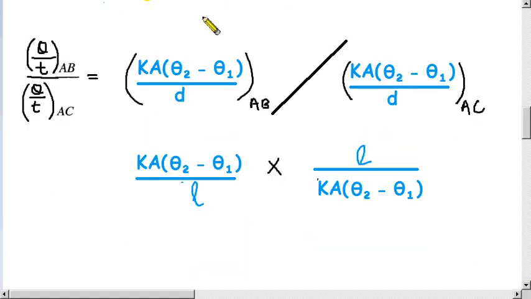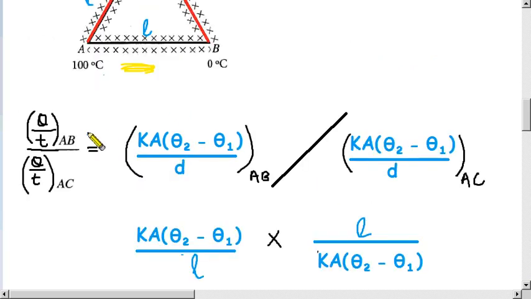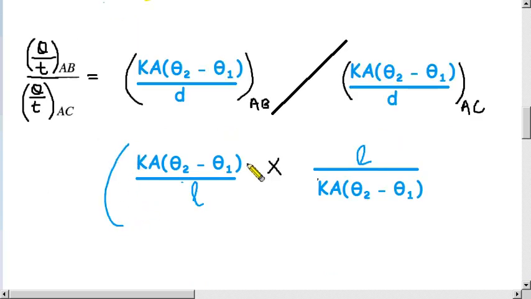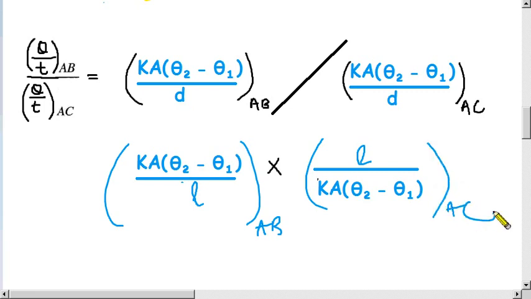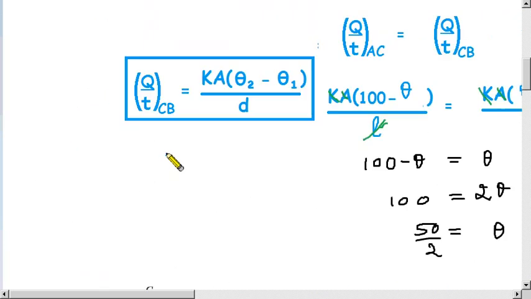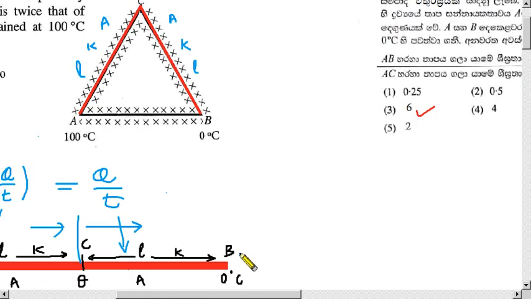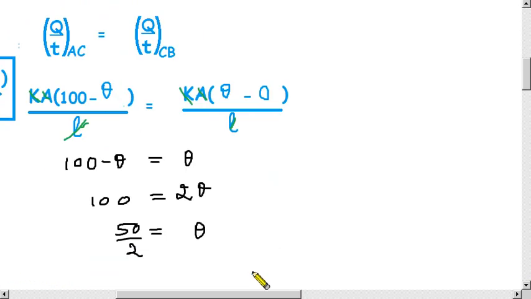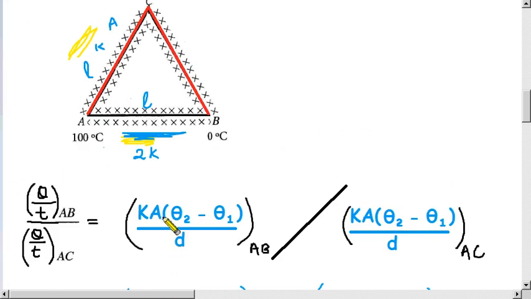Now let us substitute the values. This one is for AB, and this one is for AC. What is the constant? That is 2 times K. They had given it in the previous one, so I had deleted it. I hadn't marked it, so now let us mark it here. 2 times K they have given. So here it is K, here it is 2 times K.